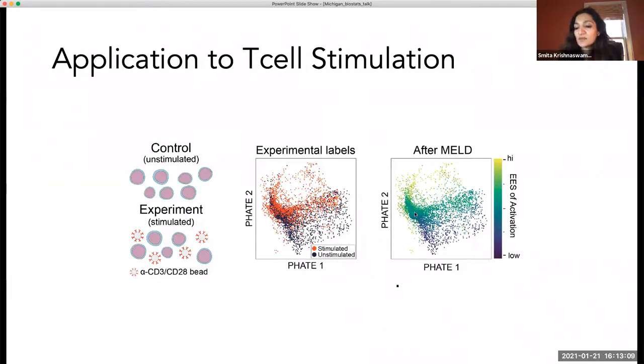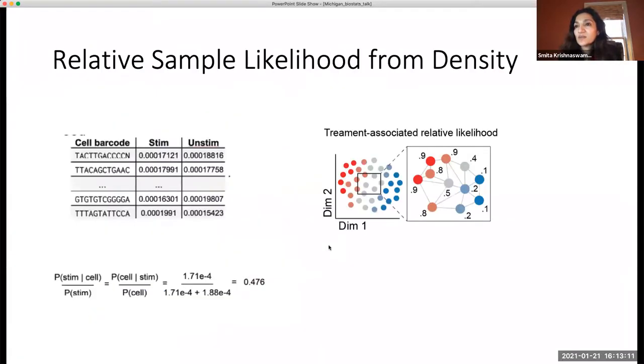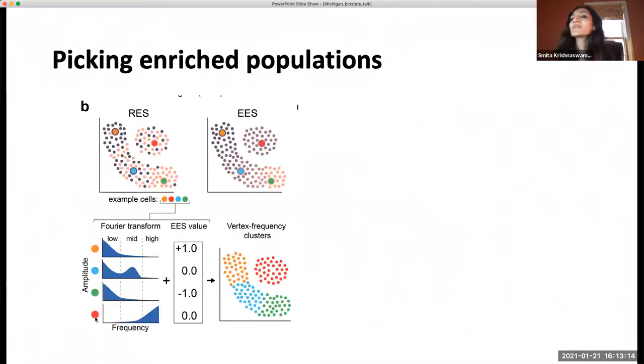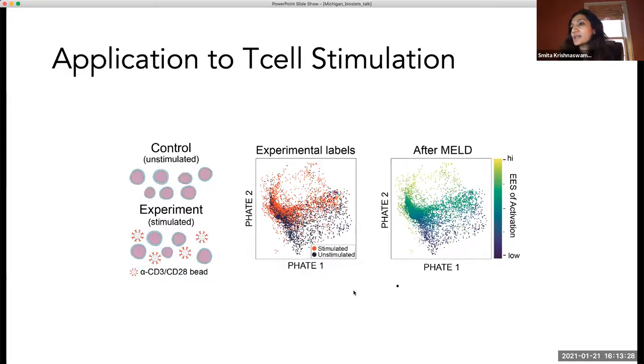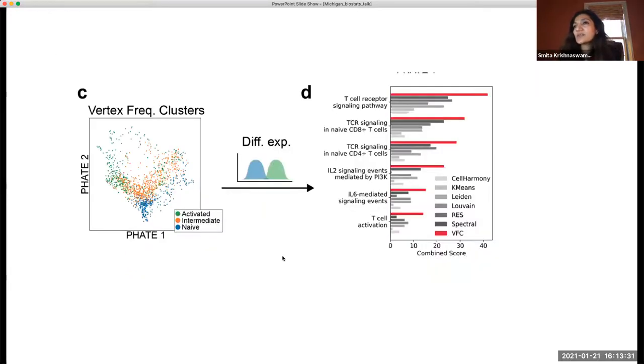And what it turns out is some of the areas in between, you can actually study their frequency spectrum like this. And if the frequency spectrum is high, these are the areas that are not affected by the experiment because it's very high frequency. High frequency areas are areas that are completely unaffected by the experiment. Low frequency areas are going through a transition, and constant areas are interesting. And we use this method called vertex frequency clustering that we developed to go along with this to identify areas that we think are activated, naive, or intermediate.